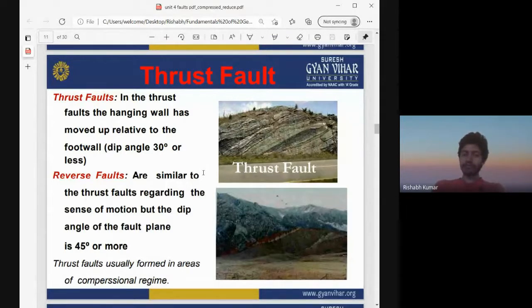But what is the difference between thrust fault and reverse fault? That in case of thrust fault, dip angle जो आपका fault plane है, right, that जो dip angle है, that will be 30 degree or less. And in case of your reverse fault, your dip angle will be 45 degree or more. Okay. So thrust faults are usually formed in areas of compressional regime. Okay.